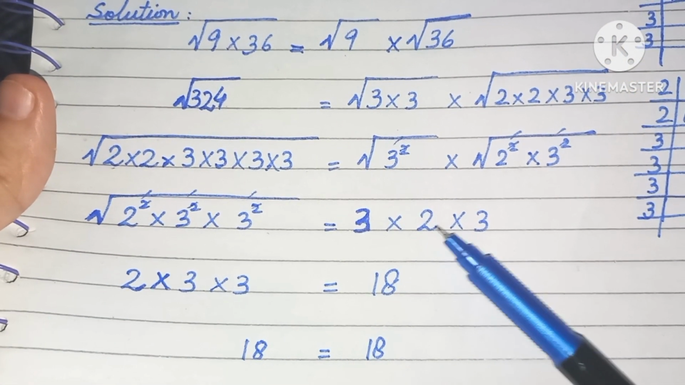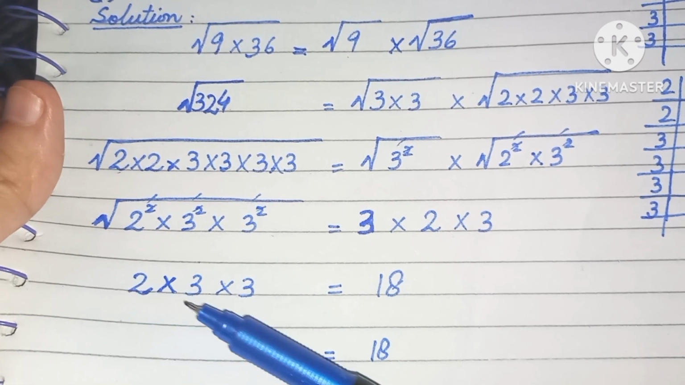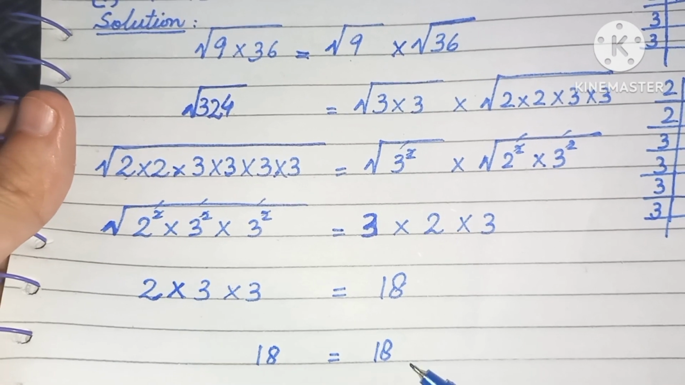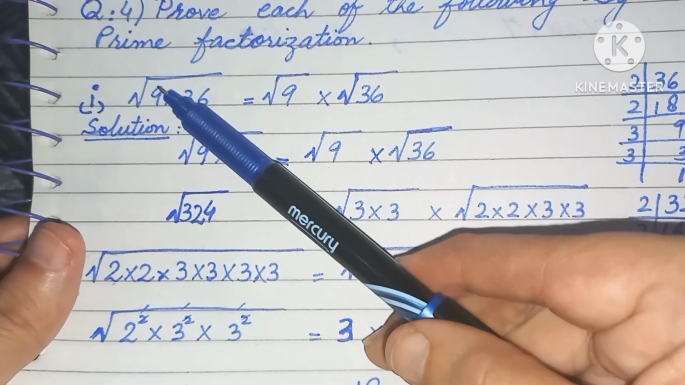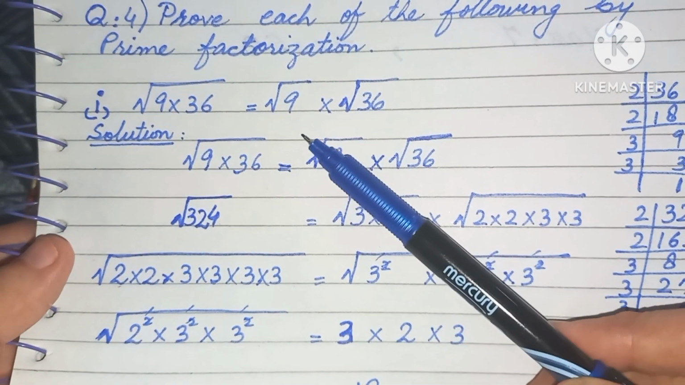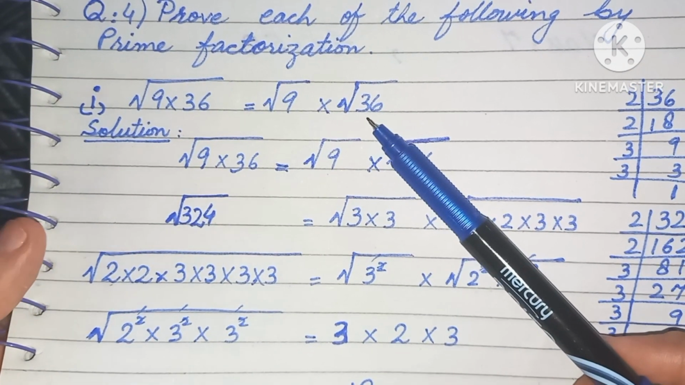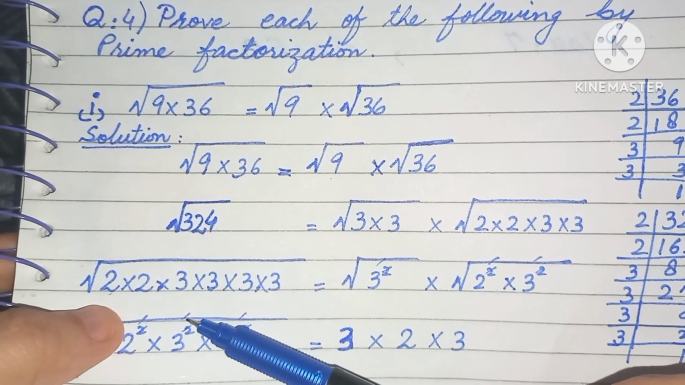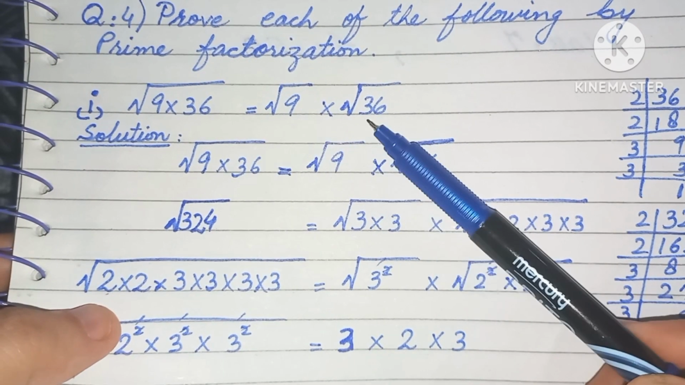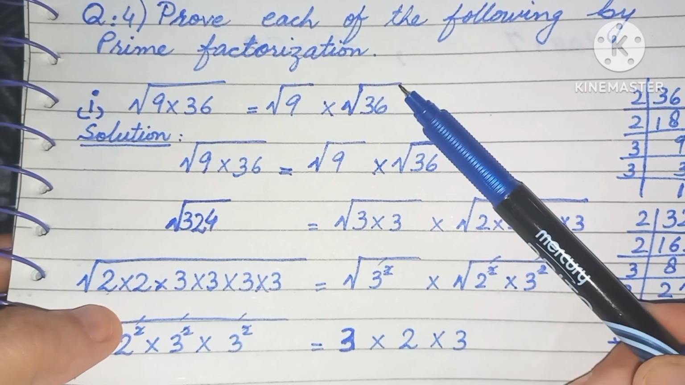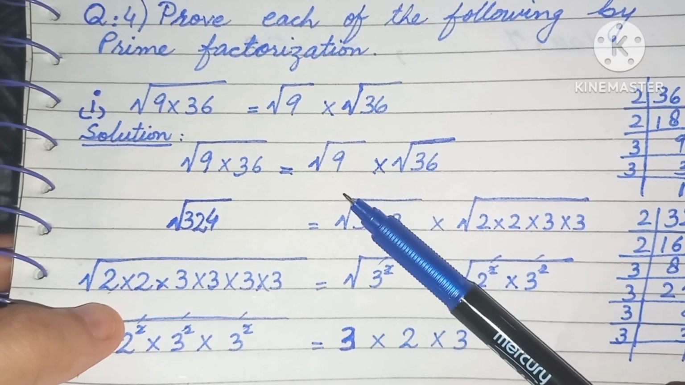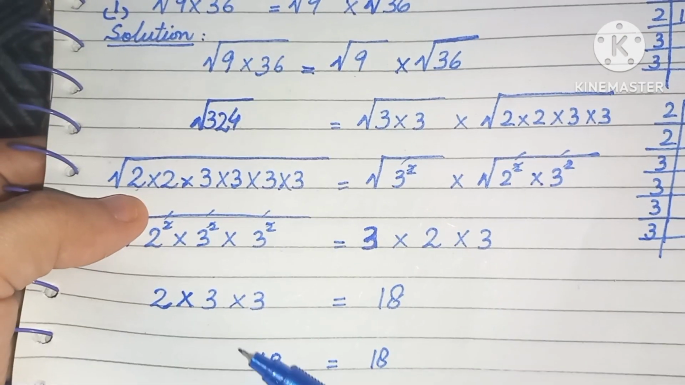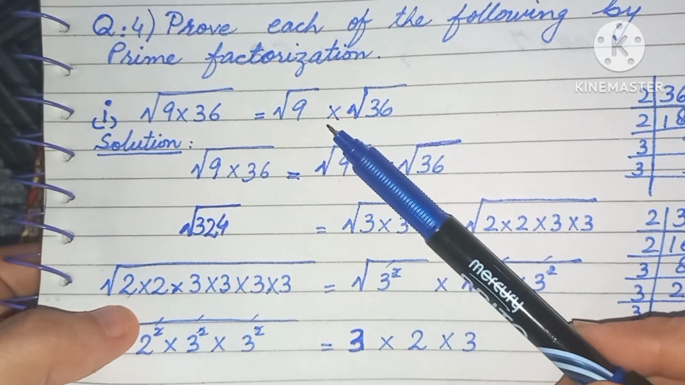3 2s are 6 and 6 3s are 18, and here 2 multiply 3 multiply 3, 2 3s are 6 and 6 3s are 18. So left hand side equals to right hand side. It means I have proved that square root of 9 multiply 36 equals to square root of 9 multiply square root of 36. In left hand side you have to multiply first and then find the factors, but in right hand side no need of multiplication because we have separate square root on both values. So take separate factors of both values, and in last you have proved that both sides are equal.